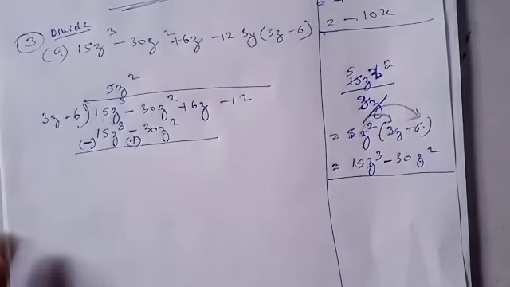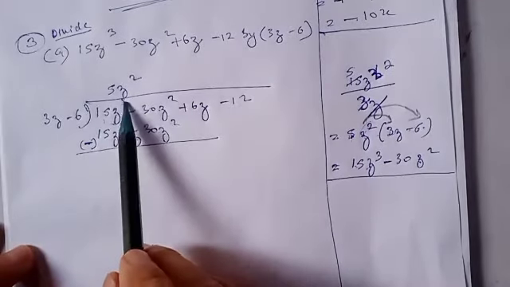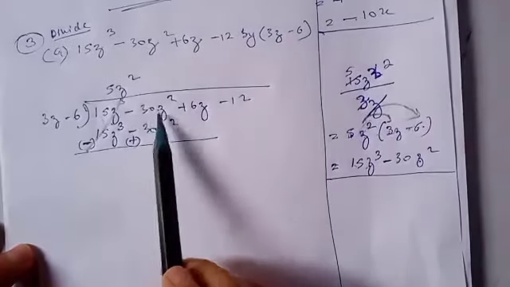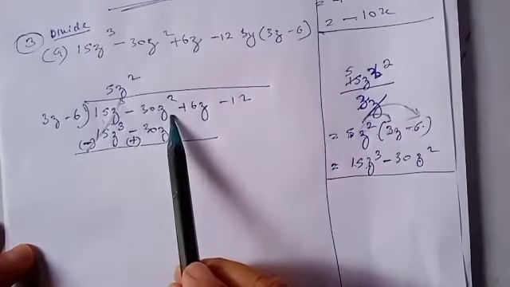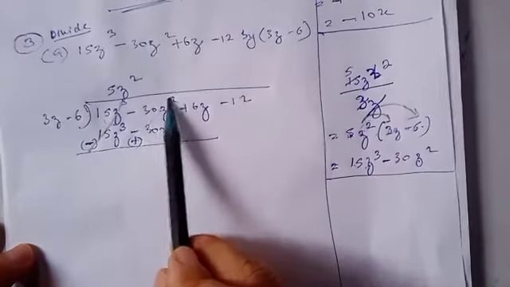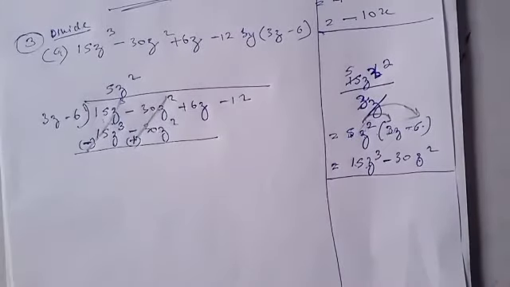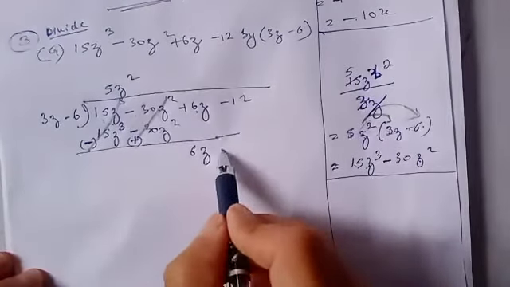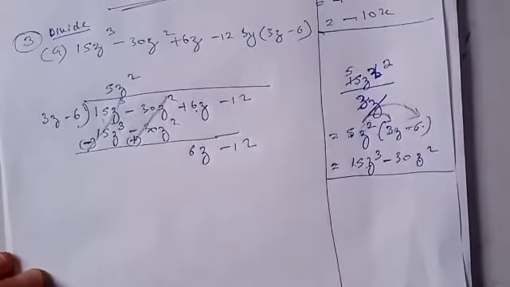Same value, opposite sign, we can cancel, let's check it out. 15z to the power 3, 15z to the power 3, 1 is plus, 1 is minus, so cancel this one. 30z square, 30z square, same. 30z square, this is minus, 30z square, this is plus, so we can cancel. Okay, then now you write remaining one. We have 6z minus 12. Okay.